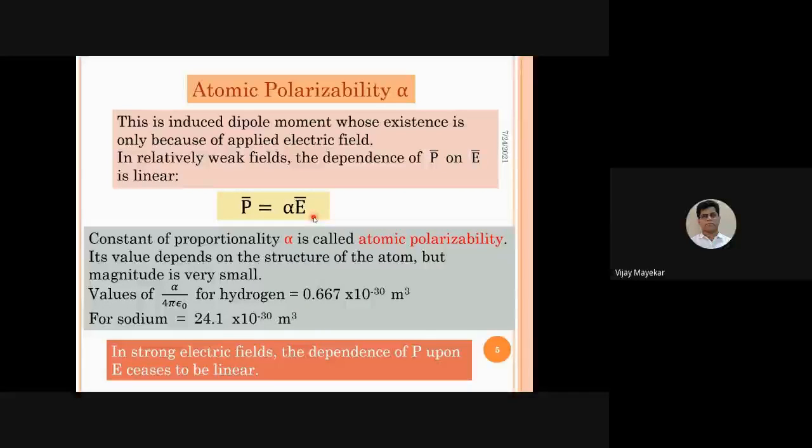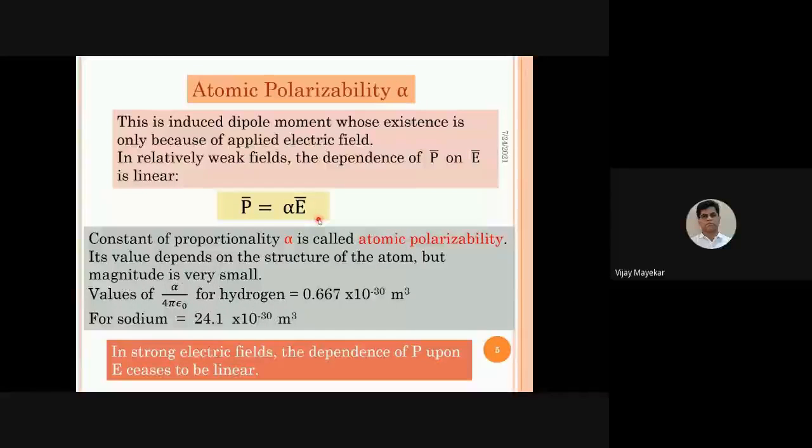Now, if we consider sodium, we have a little larger value. It is 24.1 times 10 raised to minus 30 meter cube. So from the gas, we move on to the solid. There is also the possibility of liquid. The advantage of gas and liquid is that movement is allowed for these polarized atoms or polarized molecules. This is what we are referring to as the weak electric field, where we find the linear dependence of P bar over E bar, as given by this expression.